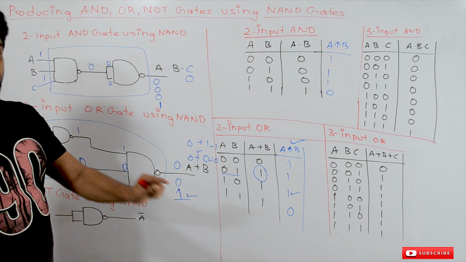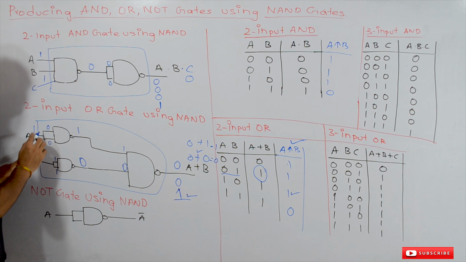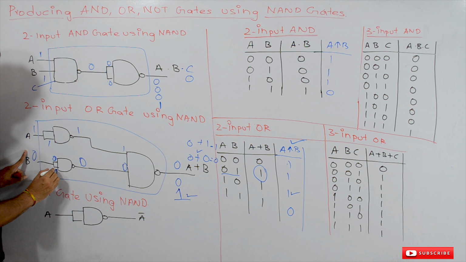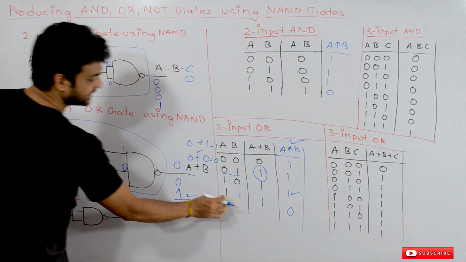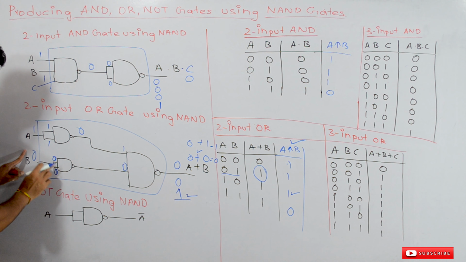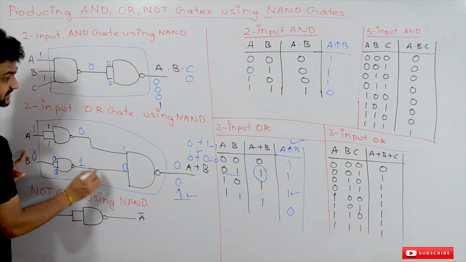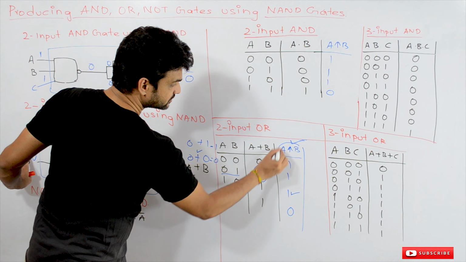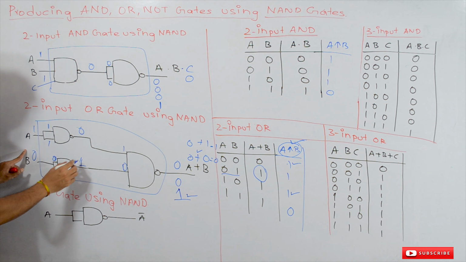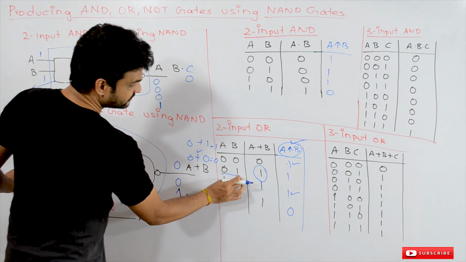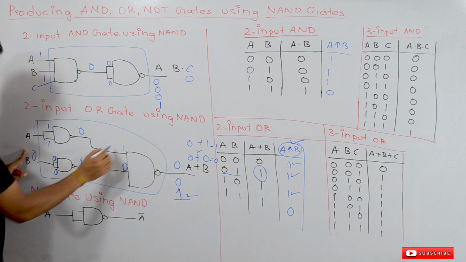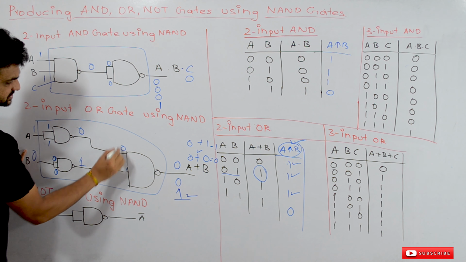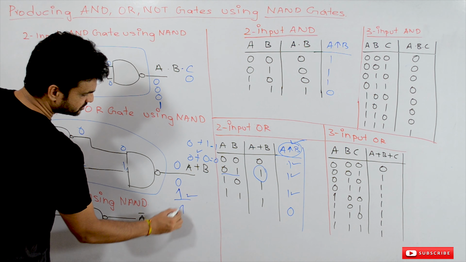If you take 1 0 as the input, here the inputs will be 1 1 and these inputs will be 0 0, and for 1 1 the NAND gate output is 0. And similarly for 0 0 the NAND gate output will be 1. So for 0 1 the NAND gate is going to produce a 1. For 0 1 the input for this NAND gate will be 0 1, and the NAND gate will produce a 1.